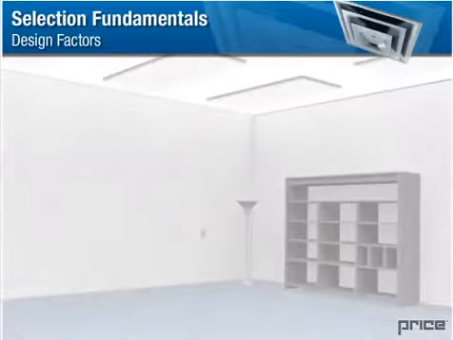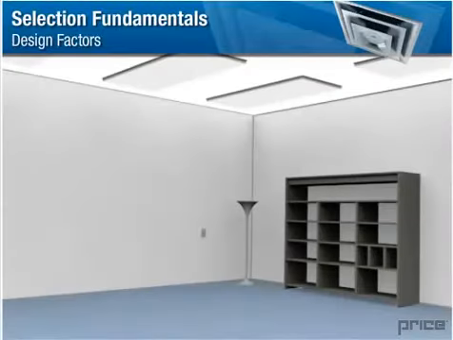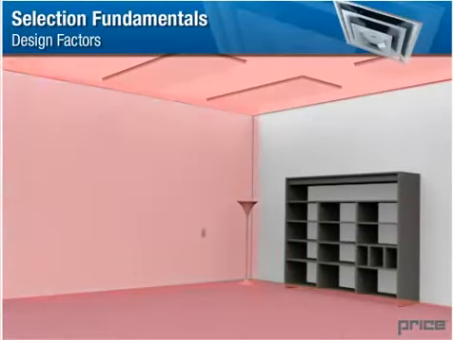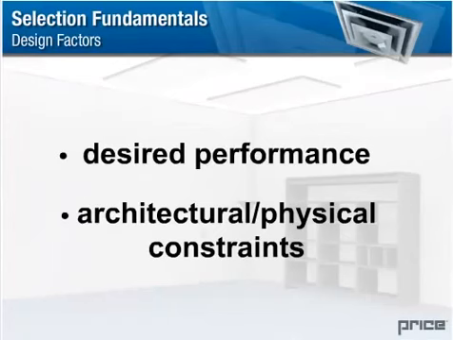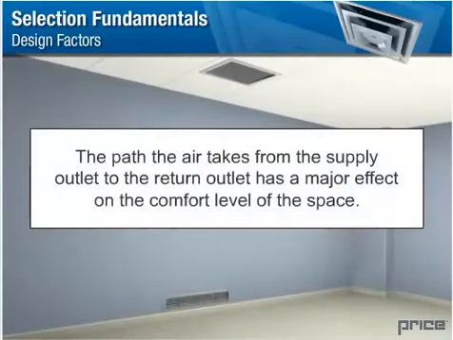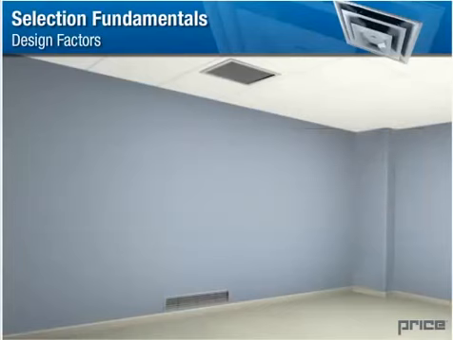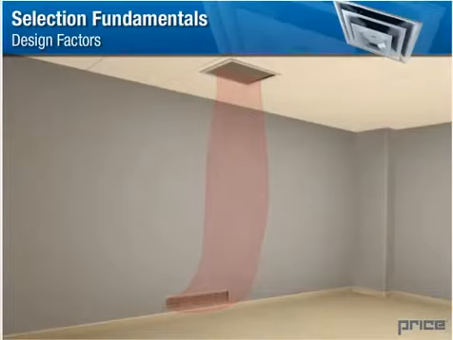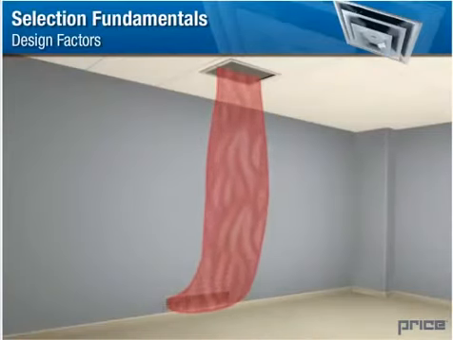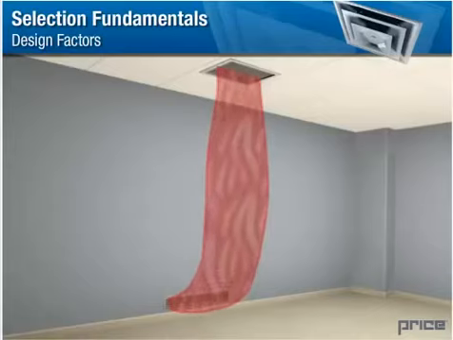Location. Location of the air outlet refers to whether it's installed in the ceiling, in the floor, or in the sidewall. 2 factors can influence outlet location. These are the desired performance and architectural or physical constraints. The path the air takes from the supply outlet to the return outlet has a major effect on the comfort level in the space. If the return is located in an area where supply air flows directly into the return without transferring its energy to the space, the space may be uncomfortable. So, proper outlet location will have a major effect on the performance of the HVAC system in the space.